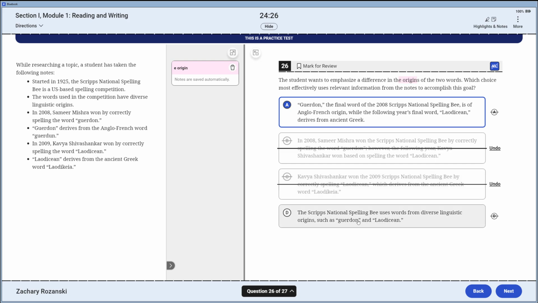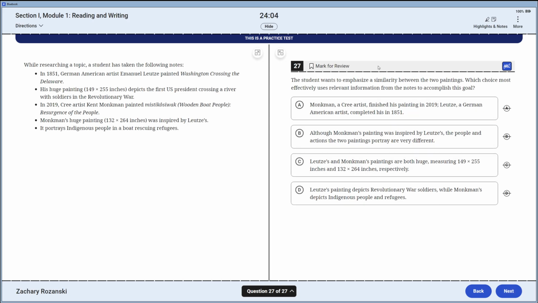This gives me just Greek. And this is saying that it uses words from diverse languages. This could almost make it seem like they're coming from the same one, right? Diverse linguistics. Yeah, this is trash. Let's just double check. Is Guerdon Anglo-French? Yes. Is Lido ancient Greek? Absolutely. Too easy. We want to emphasize the similarity between the two paintings.